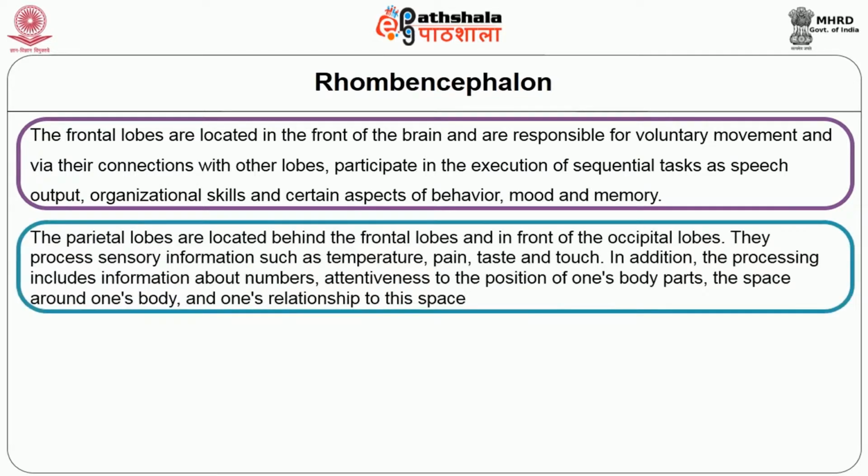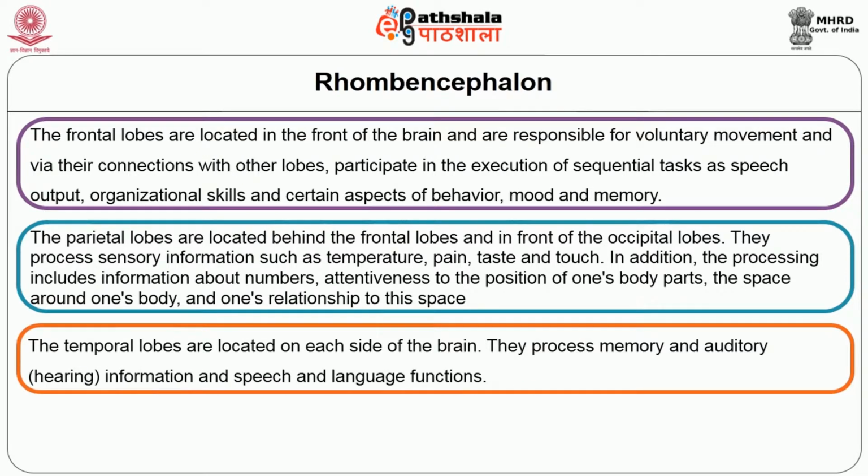The parietal lobes are located behind the frontal lobes and in front of the occipital lobes. They process sensory information such as temperature, pain, taste, and touch. In addition, the processing includes information about numbers, attentiveness to the position of one's body parts, the space around one's body, and one's relationship to the space.